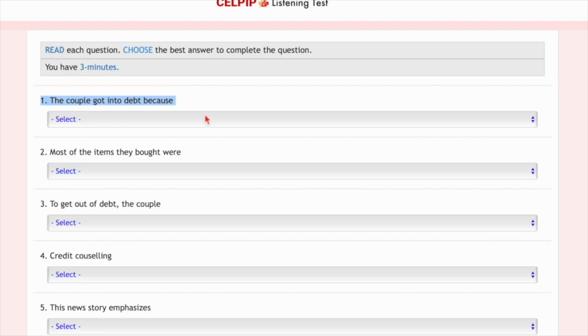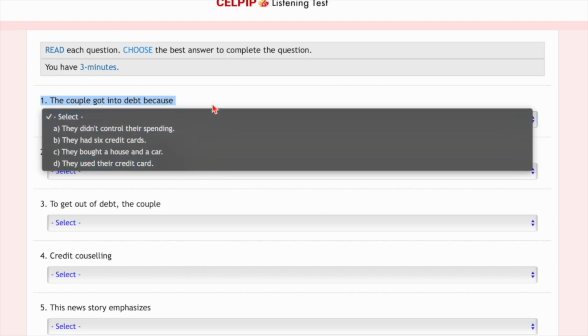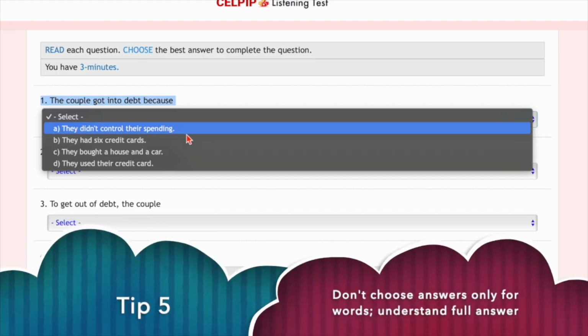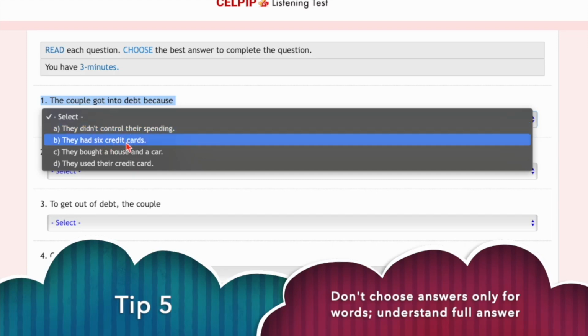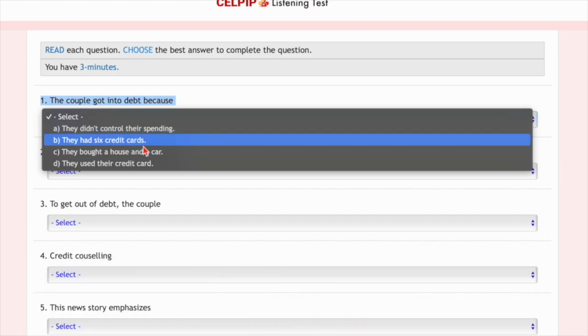And when we choose the answers, let's not choose the answers only for words. You see here the word spending. If we hear the word spending, is that the answer? Maybe, maybe not. The answers are more about the full sentence, the full idea. They didn't control their spending, not just the word spending, not just the word cards or credit cards.